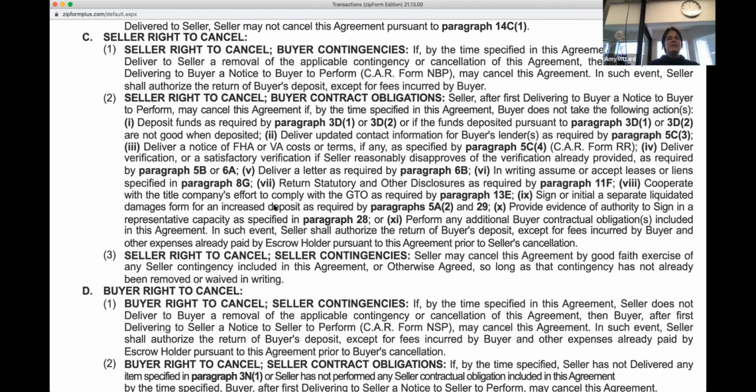In such event, the seller shall authorize the return of the buyer's deposit except for fees incurred by the buyer. Okay, so if the seller cancels because the buyer hasn't removed the contingency, they issue the notice to perform right here. It tells the seller they're going to have to release that deposit.